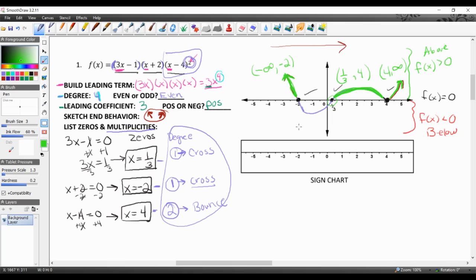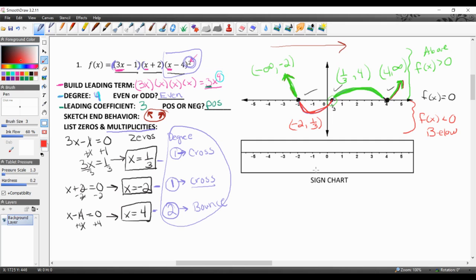Okay, so if you were being asked to solve an inequality, these might come in handy. The other piece that we don't have here is where it's below, and we can see that that happens right here in this little curve right here. So this piece right here is between -2 and 1/3.